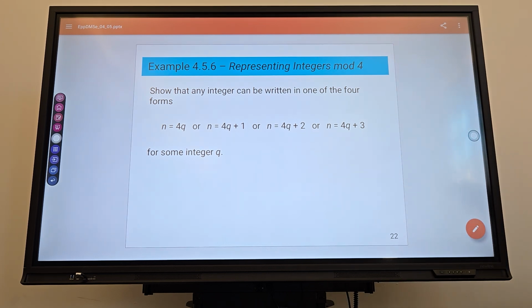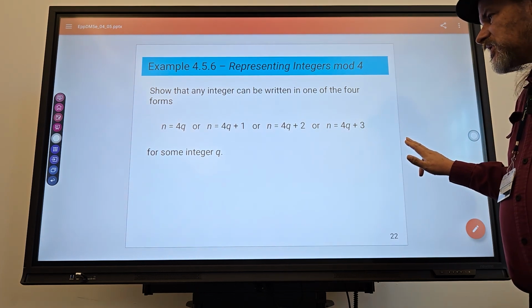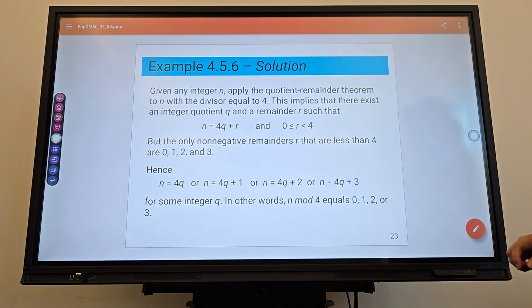Next we show that any integer can be written in one of the four forms: n equals 4q, n equals 4q plus 1, n equals 4q plus 2, or n equals 4q plus 3 for some integer q. Okay? So the solution.